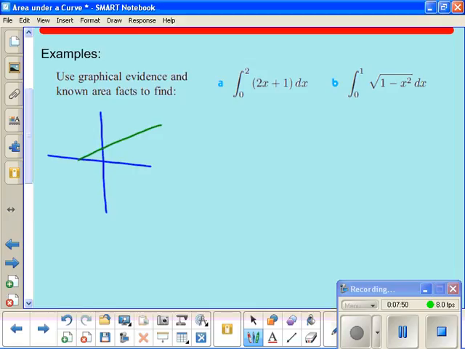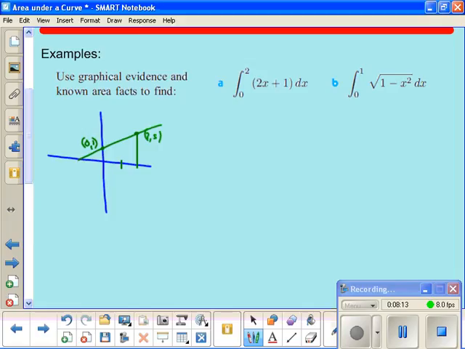It's 2x plus 1. So a slope of 2, here's the y-intercept of 1. And when I get over to 2, when I put 2 into that function, I get this height is 5. So this is the point 2, 5. This is the point 0, 1. And I'm finding that area.